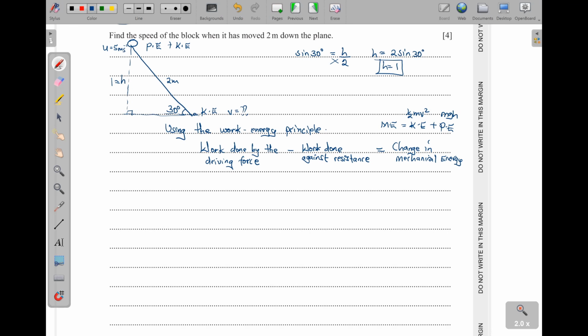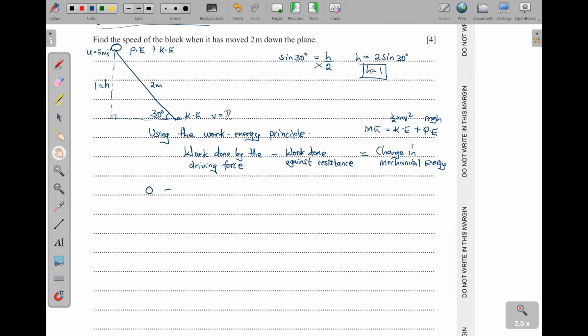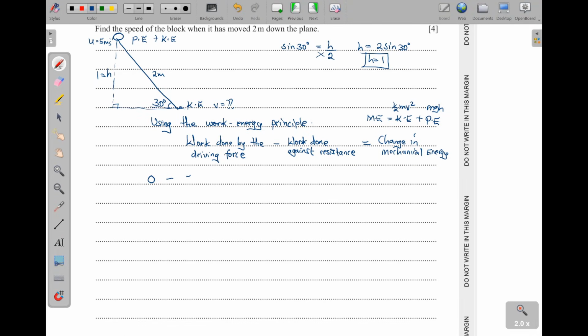Now, since this particle is just projected from here to go down, there is no force that is taking it down. The driving force is that force which is applied onto this particle and it goes with it until it comes down here. So it is not there. That means work done by the driving force is 0. Then they told us that the work done against resistance is 50 joules. So I'm going to put here 50.